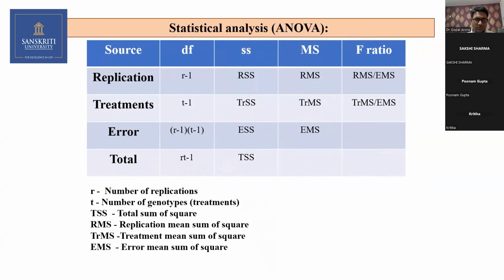Now, the source of variation has increased by one, that is replication. All other things remain the same. So there is one more degrees of freedom, that is r minus 1. So what happens to the error? Error degrees of freedom decreases. So the error degrees of freedom decrease here.